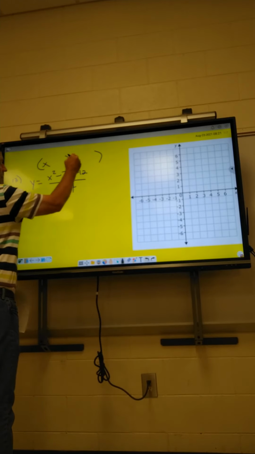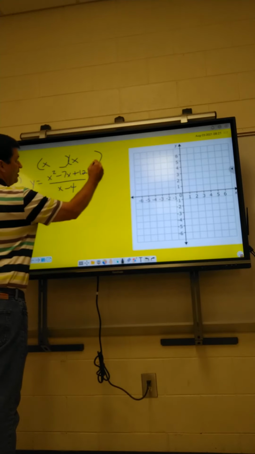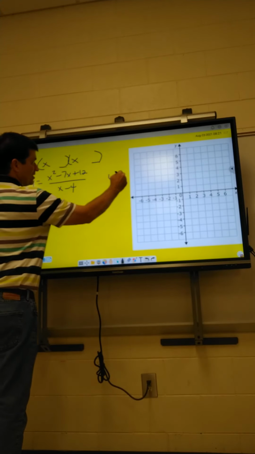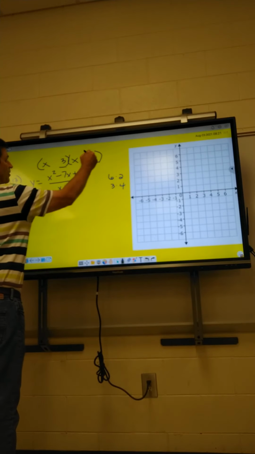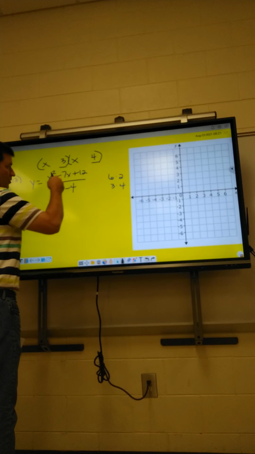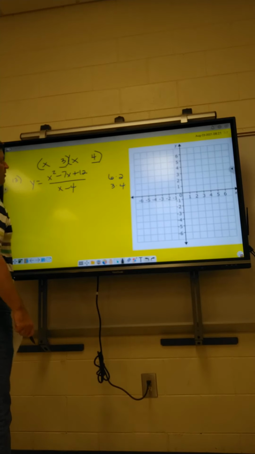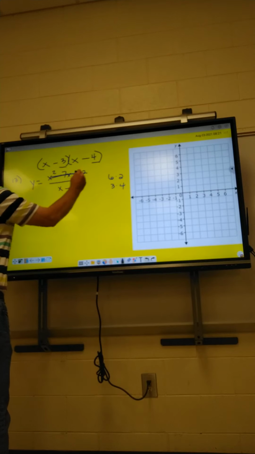Go ahead and factor out the top equation. So when you multiply here and here, it's got to equal 12. Your options are 6 times 2 or 3 times 4. Well, it's got to be 3 times 4, because if you add 6 and 2, you get 8. If you add 3 and 4, you get 7.